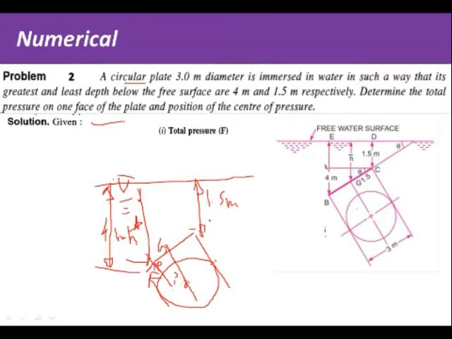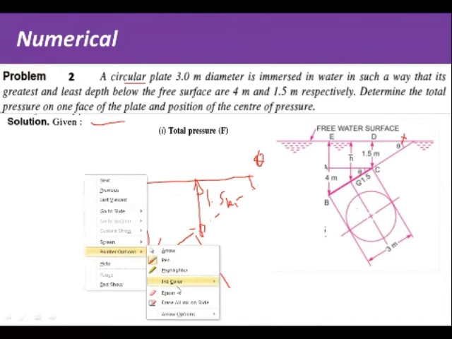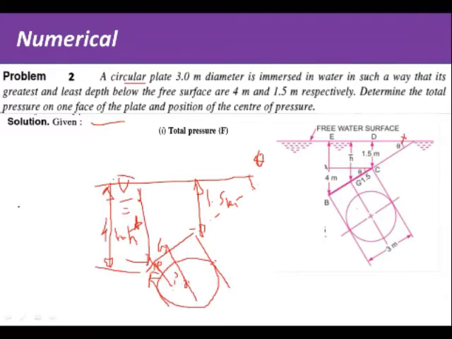Here if you extend this plate, it will make some angle theta, but in this given problem theta is not given. So this is a special type of problem in which theta is not given. We can do one thing for solving this problem. We know the total depth of point B. We will call this C and B. So total depth of point B is 4 meter.